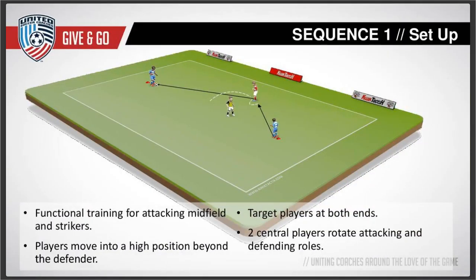In the first sequence, very simple setup. We have two target players in blue at either end, approximately 20 yards apart. And then in the middle, we have a yellow player and a red player. In this diagram, we see the red player is standing and starts in behind the yellow player, and the red player is the attacking player.